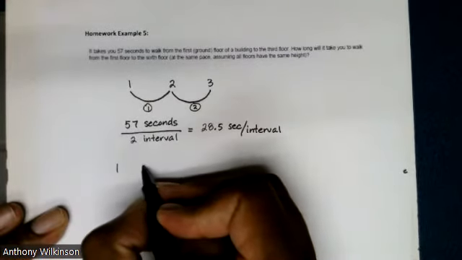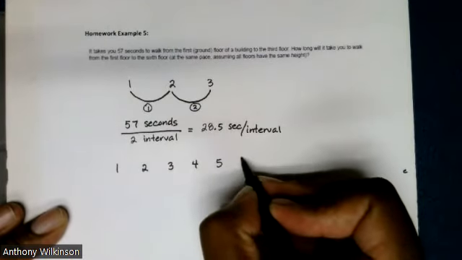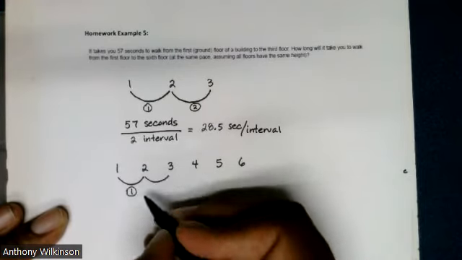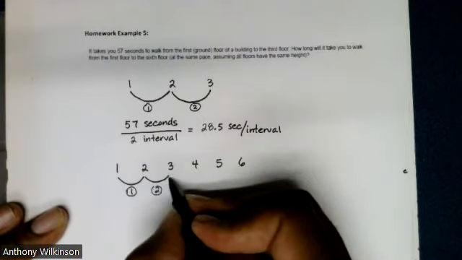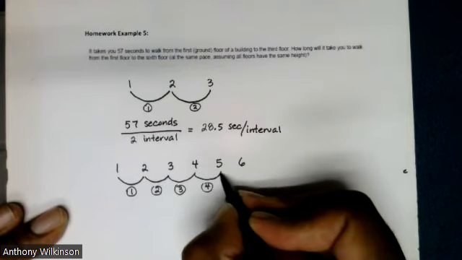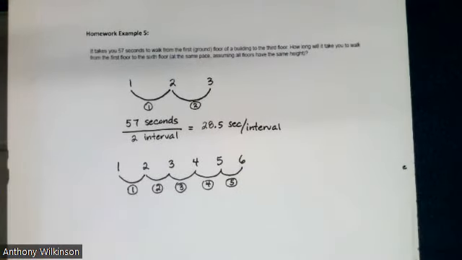So we're going from the first, then second, third, fourth, fifth, and sixth floors. From the first to the second, that's one interval. From the second to the third, that's 2. From the third to the fourth, that's 3. From the fourth to the fifth, that's 4. And finally, from the fifth to the sixth, that's 5. So there are 5 intervals here.